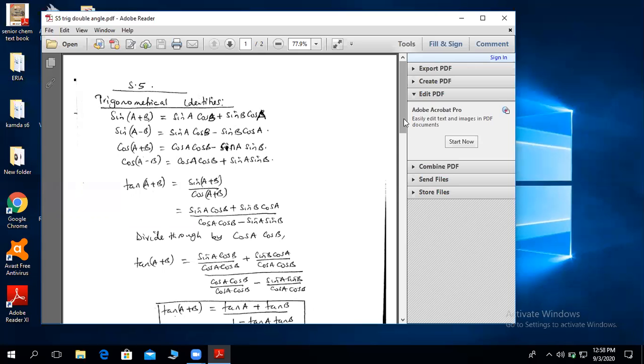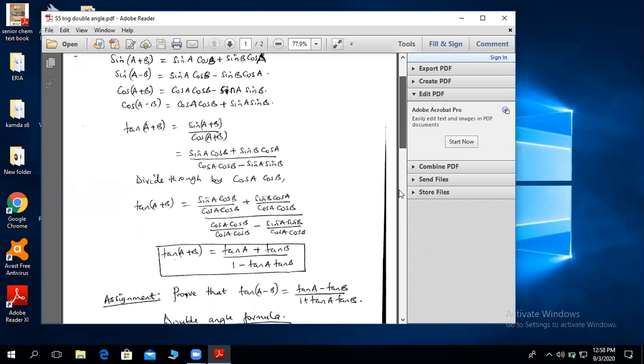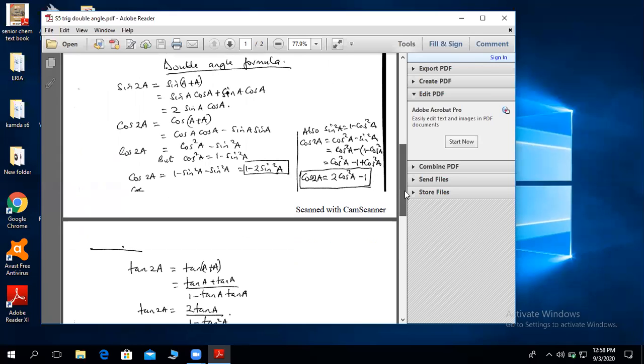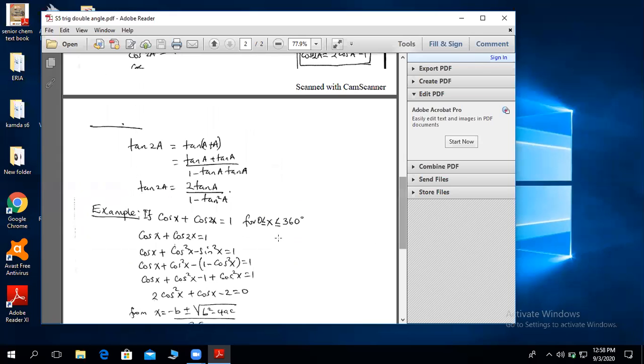So for now, just know this identity, that cos 2A is equal to 1 minus 2 sin squared A, which we are getting from here. And cos 2A is equal to 2 cos squared A minus 1. Let us do the example, then you will watch the recording. At least don't miss the example.